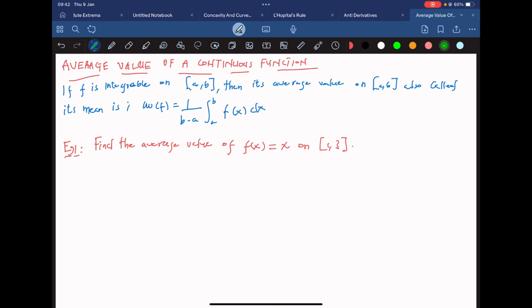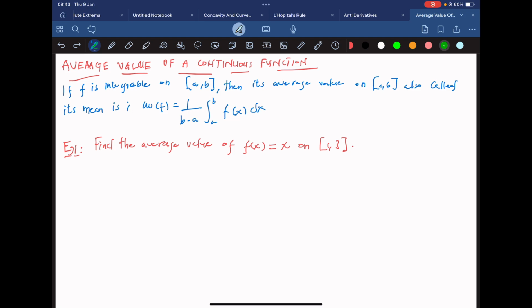So given a function that is integrable on an interval, its average value, or what we also call the mean, is given by this. So whenever you are asked to find the average value or mean of a continuous function, this is the formula that we have to use.